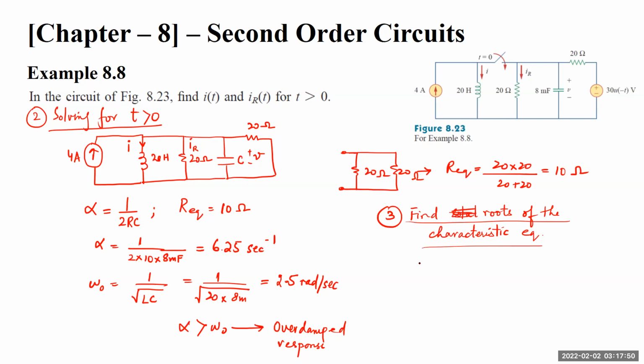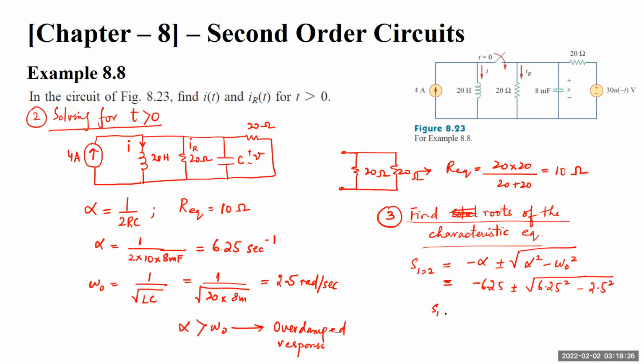So finding out the roots of the characteristic equation, we say that S1 and S2 are the two roots. It is minus alpha plus minus under root alpha square minus omega naught square. So this is how we find out the roots. Just simply putting in the values of alpha and omega naught, we find out that the roots become minus 6.25 plus minus under root 6.25 square minus 2.5 square.